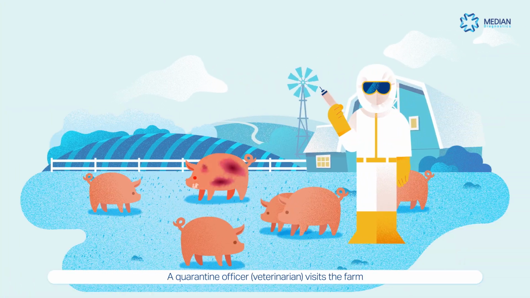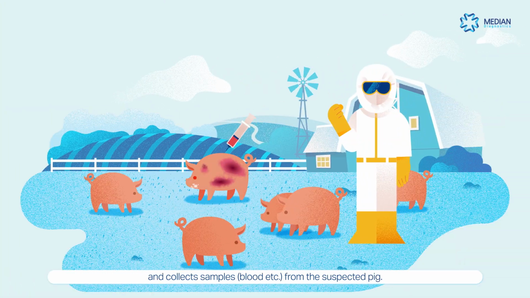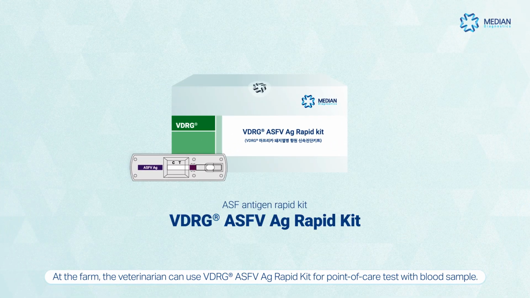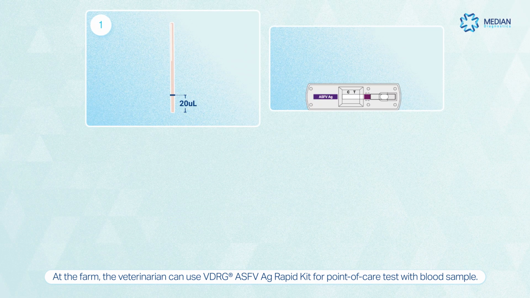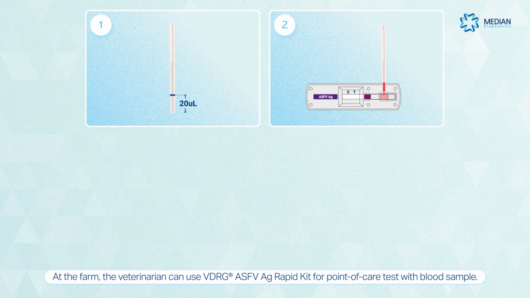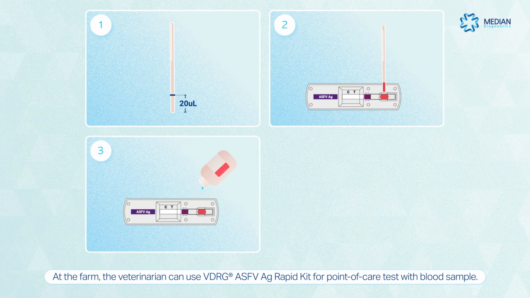Upon receiving the report, a quarantined veterinarian visits the farm and collects samples, such as blood from the suspected animals. At the farm, the veterinarian performs a point-of-care test using the African swine fever virus antigen rapid kit with a blood sample.